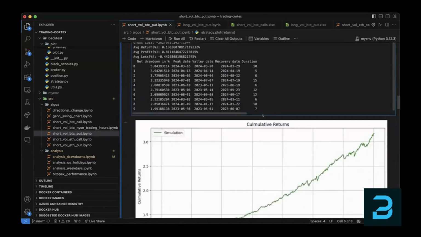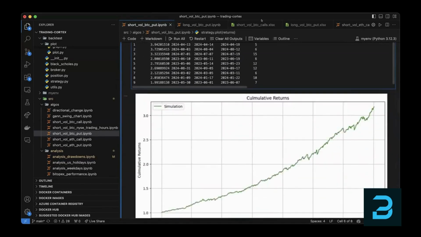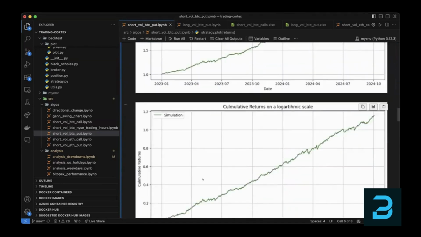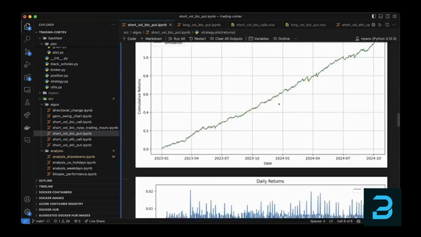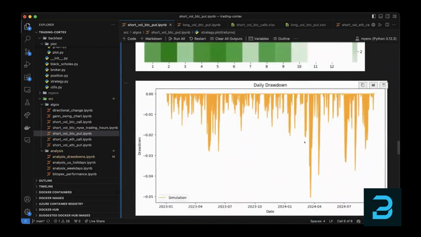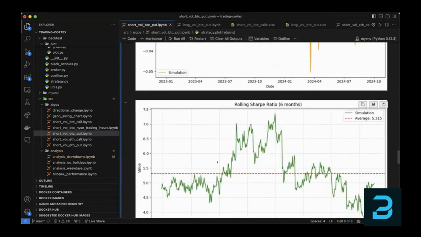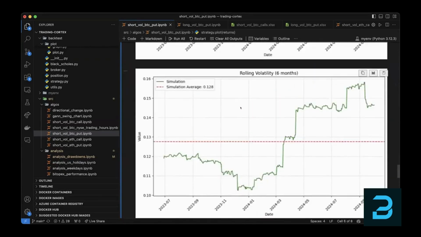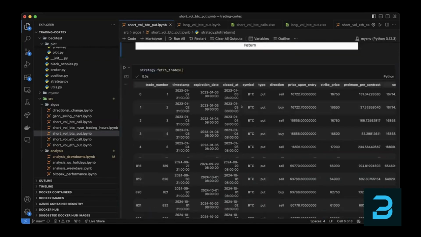Also down here, we have different graphs for analysis. We have cumulative returns, like the equity curve. We also have the equity curve in a logarithmic scale. We can also see the monthly return heat maps, the drawdowns, rolling Sharpe ratio, rolling volatility, where volatility basically just means standard deviation, and the trade log.